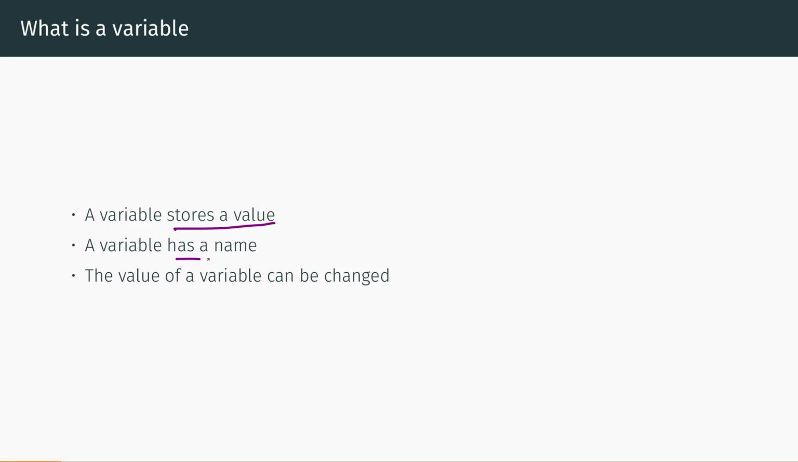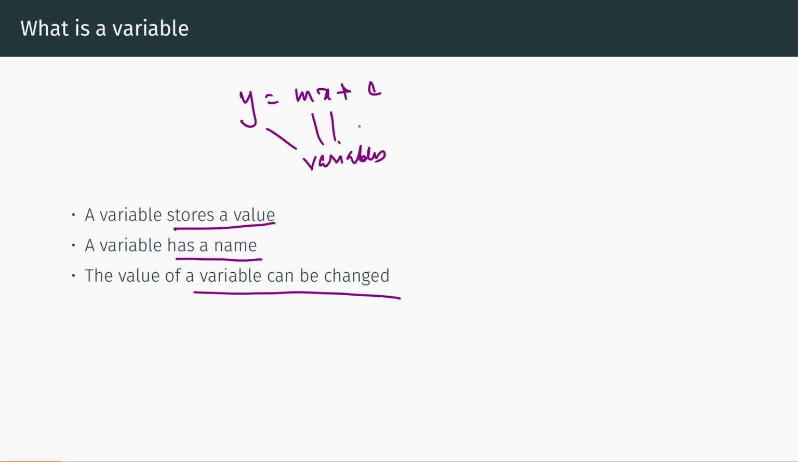A variable has a name, and the value of the variable can be changed. When we talked about variables in algebra, we said that we have this equation y equals mx plus c. Now in this equation, all these letters, these are variables.